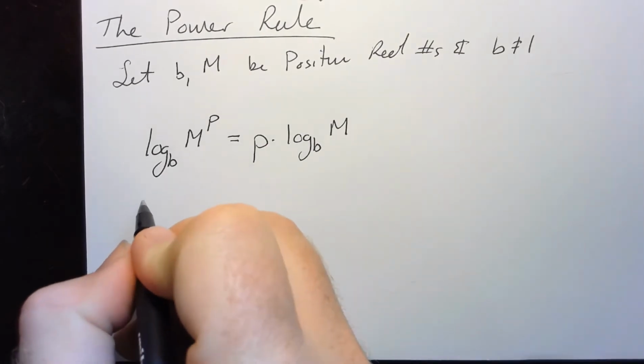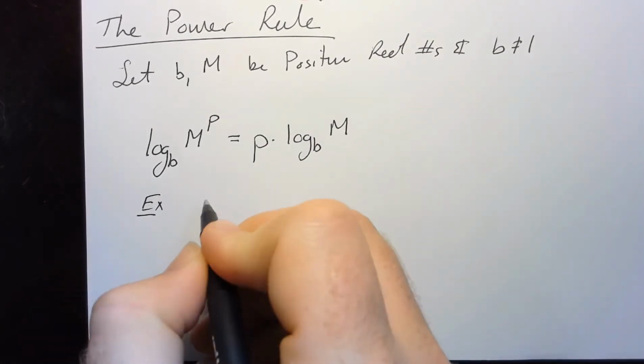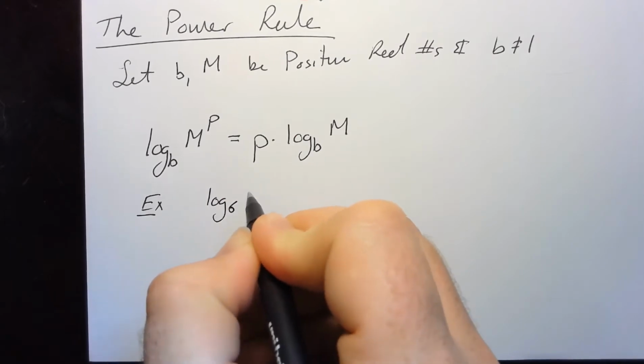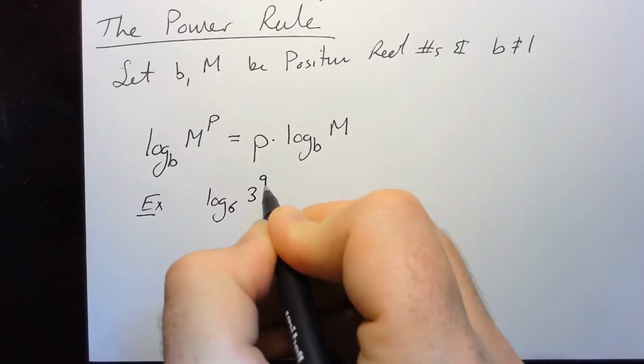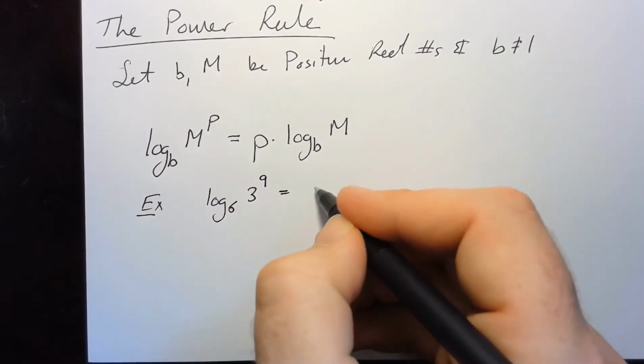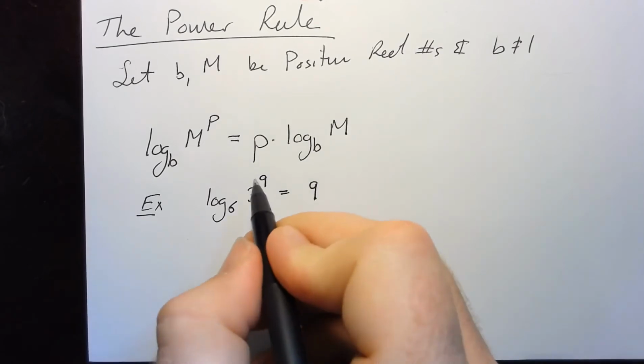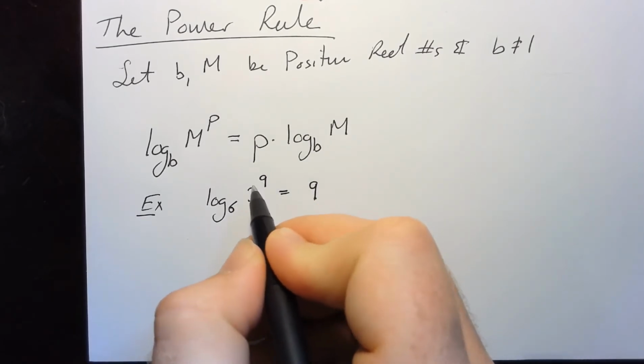But let's look at a couple of examples. For the first example, we have log base 6 of 3 to the power of 9. This thing is going to simply be the 9 comes down in front. Again, that 9 is on the power of the 3.